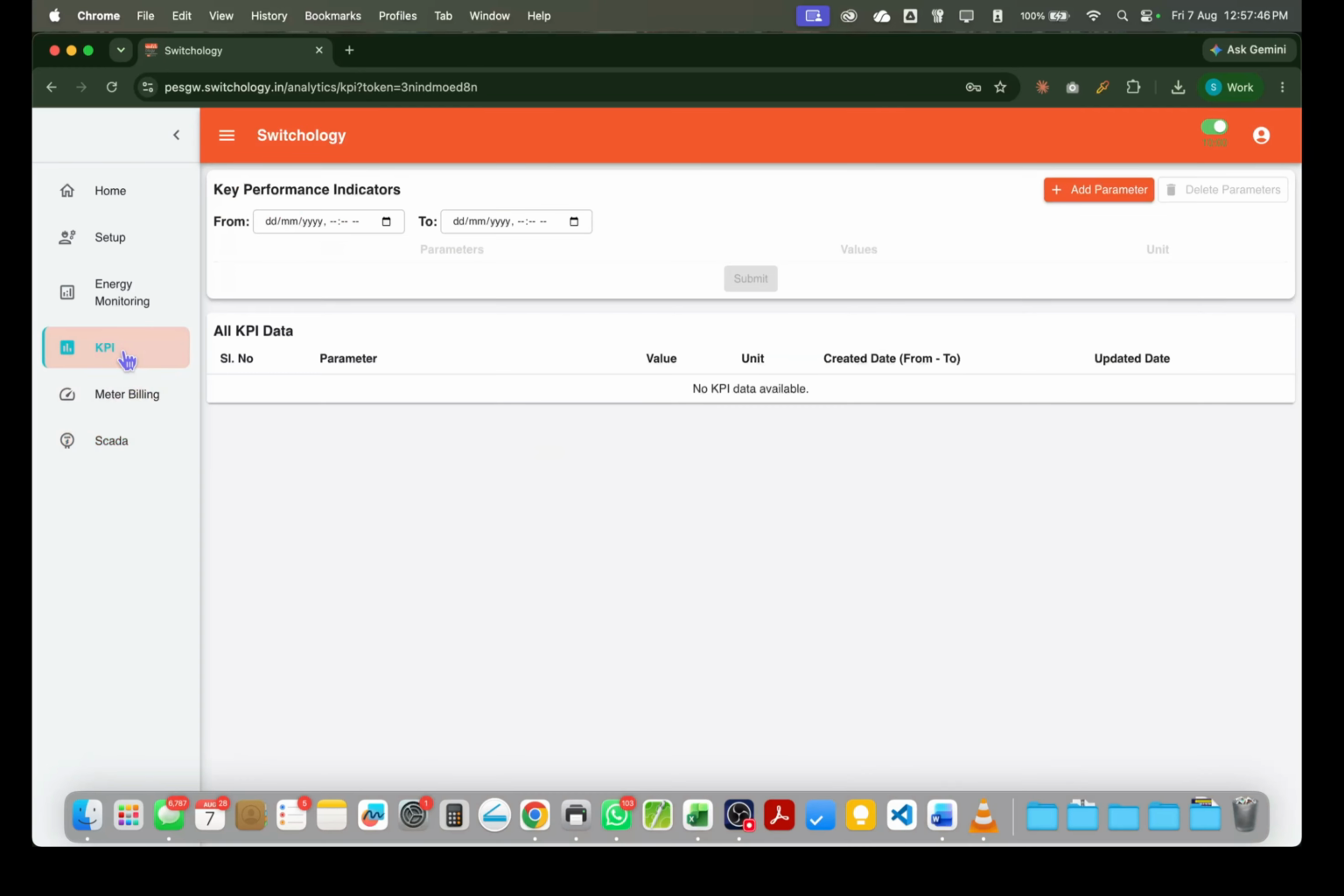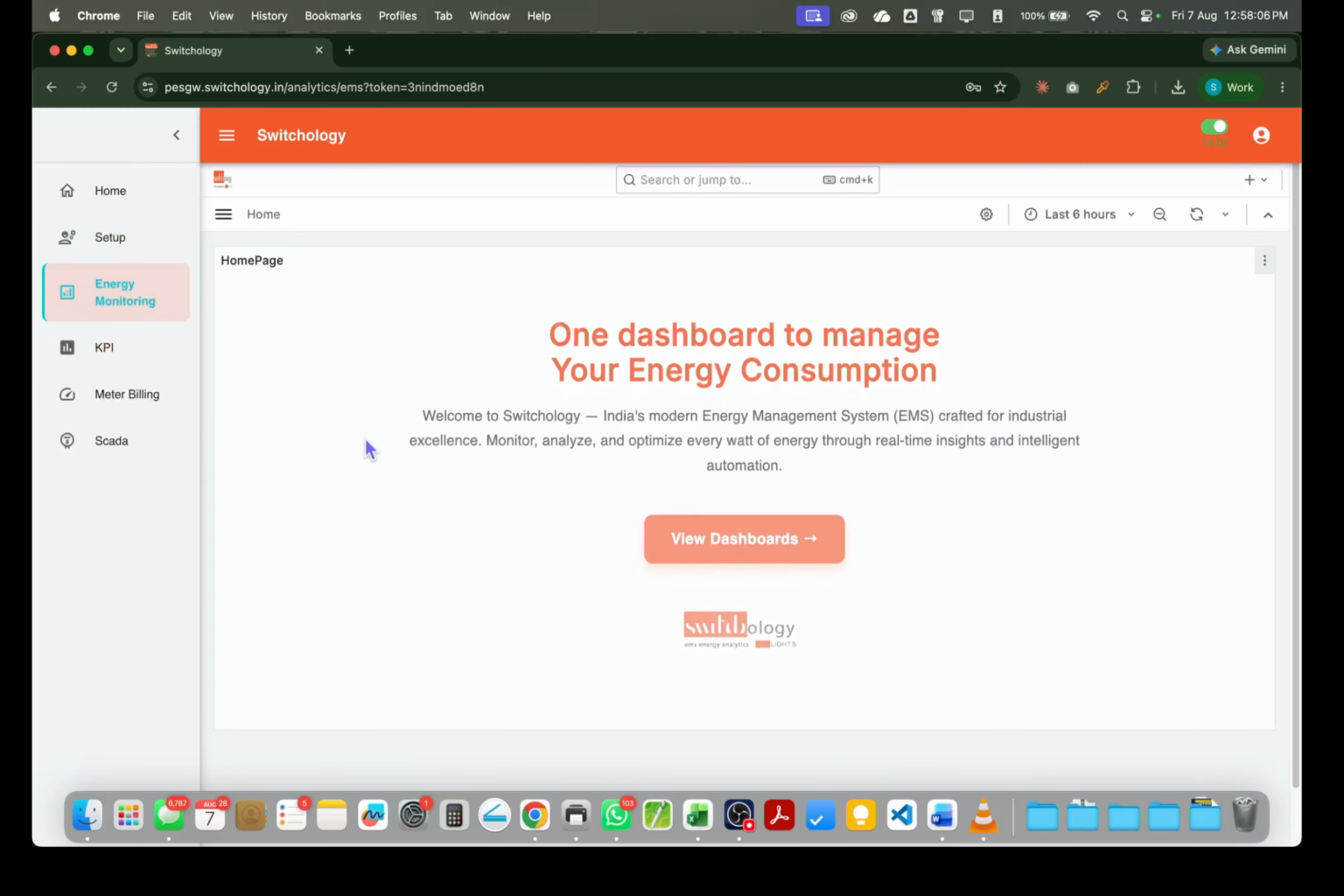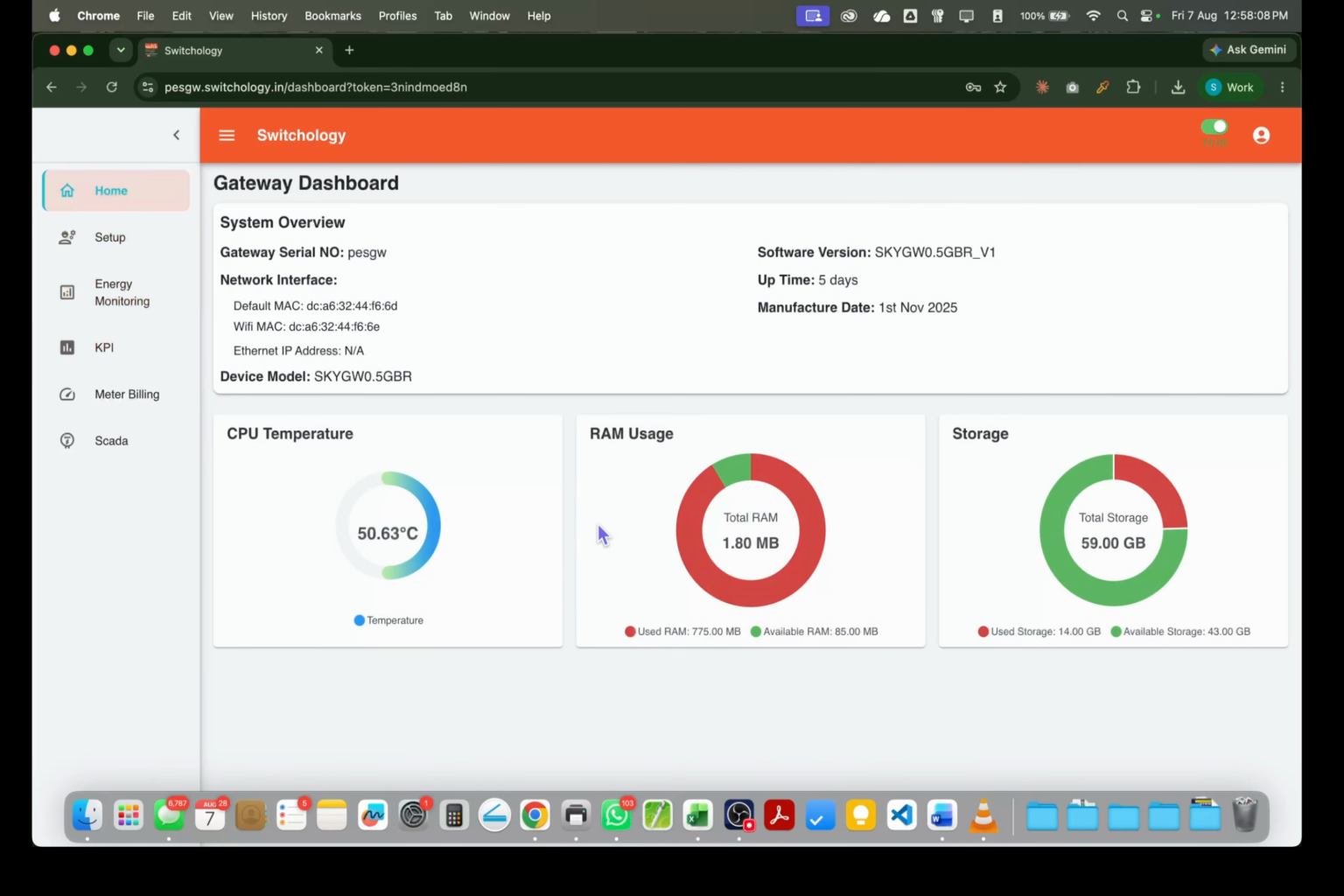And we have KPIs. KPIs are key performance indicators, mostly for factories that produce something. For example, if it's a medicine factory, they would monitor how much energy is being consumed for producing one medicine. That is the indication for KPIs. So this is how you can see the data. This is how you can monitor assets, and you can find ways to avoid penalties in your BESCOM bill.